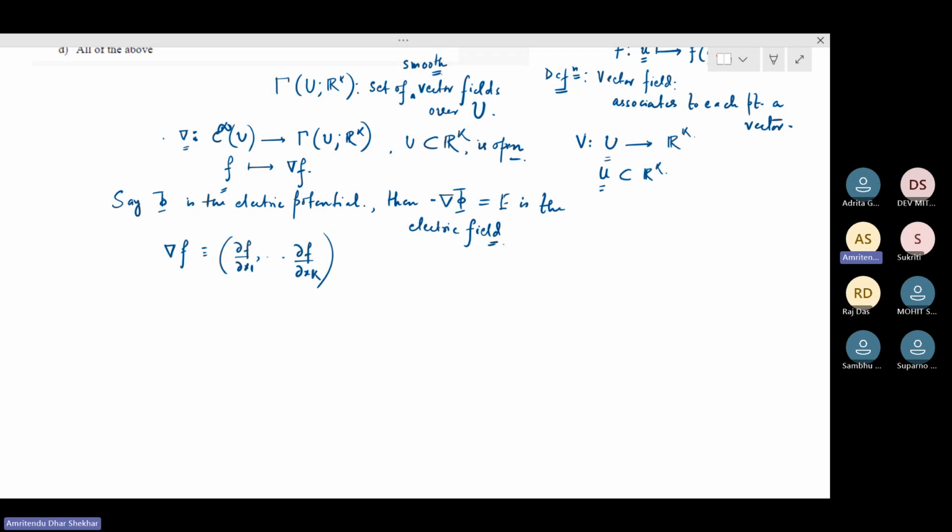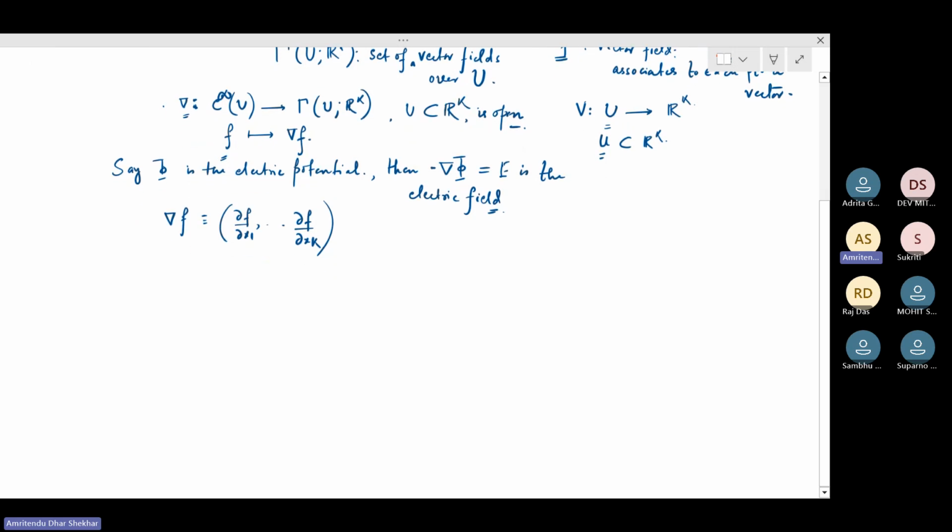Instead, we're going to look at how this nabla operator is defined on vector fields in general. So, in the context of vector fields, if you were to think of this operator grad, you can think of it as essentially equal to del x1 multiplied with the unit vector e1, all the way to del xk multiplied with the unit vector ek.